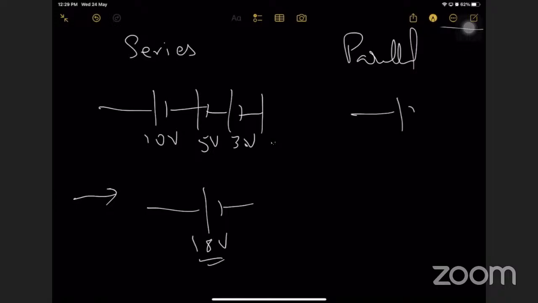So what happens when you connect them all in parallel? What happens now? Can anybody tell me? 10 volts.